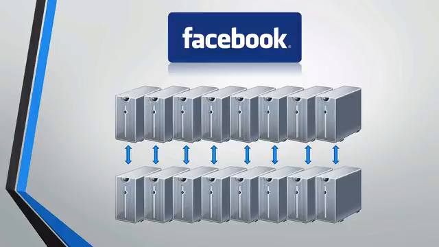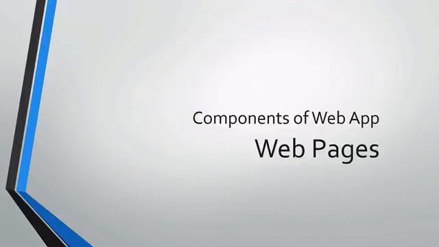How many servers would a company like Facebook have? I have no idea. Hundreds, thousands. I'd say thousands, if not tens of thousands. Okay, let's have a look at web pages now. So, we've talked about what web pages are, but let's have a look at them a bit more in depth. And Paul's actually said in the chat there, Facebook has about 16,000 servers. Thanks for that, Paul.